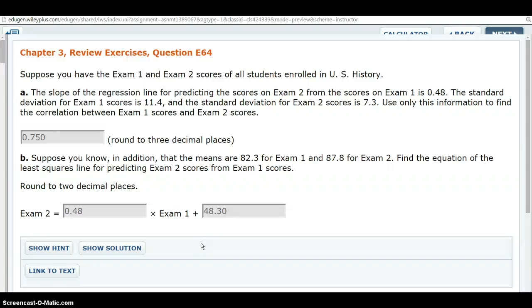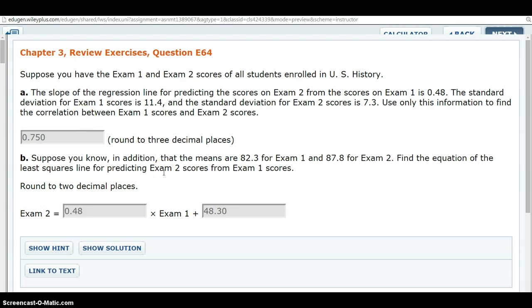Okay, we have one here that's really mostly based on a formula, so I'm going to go through it fairly quickly. We have standard deviation for two sets of exam scores, and we also have the slope, I believe. Yeah, the slope of the regression line is 0.48, and we need to get the correlation. In other words, we need to find R.